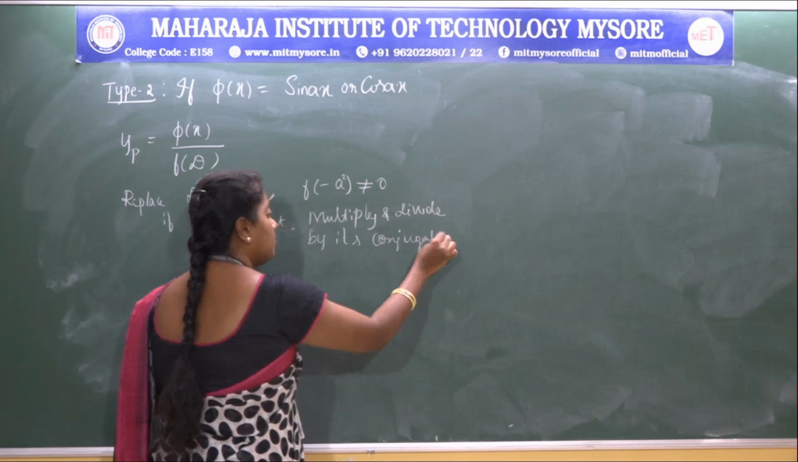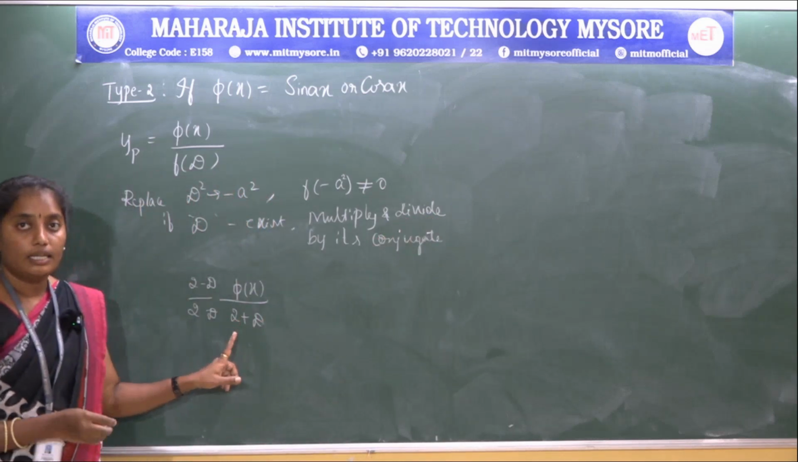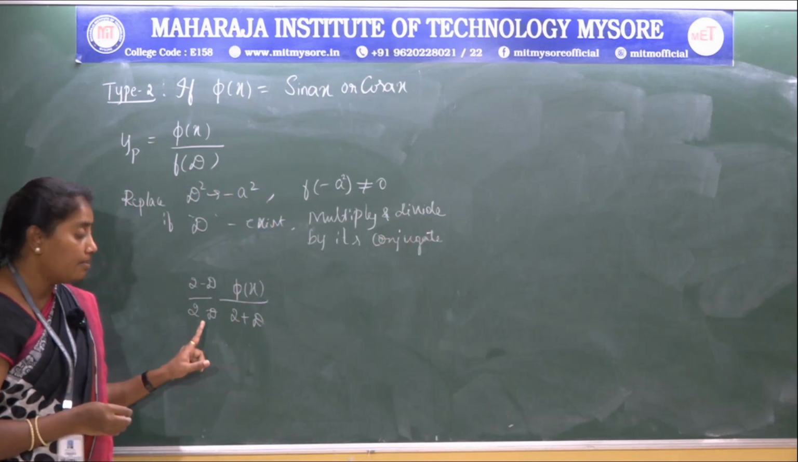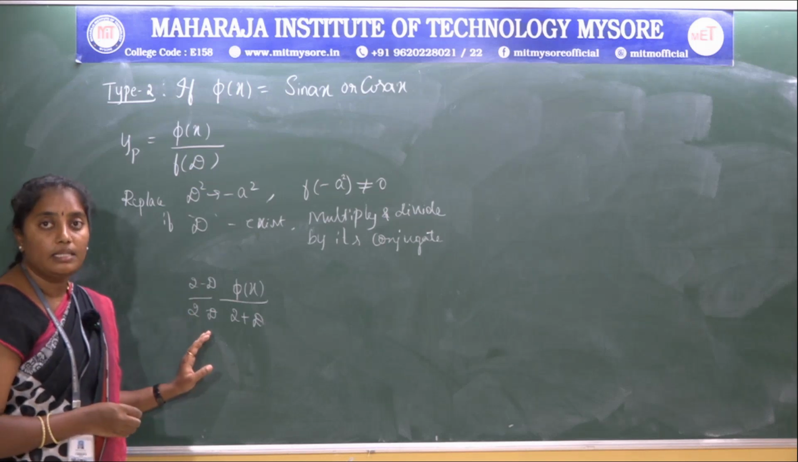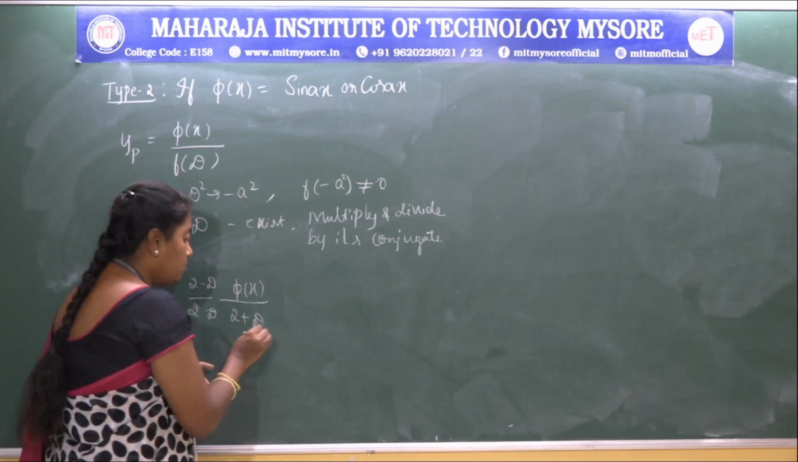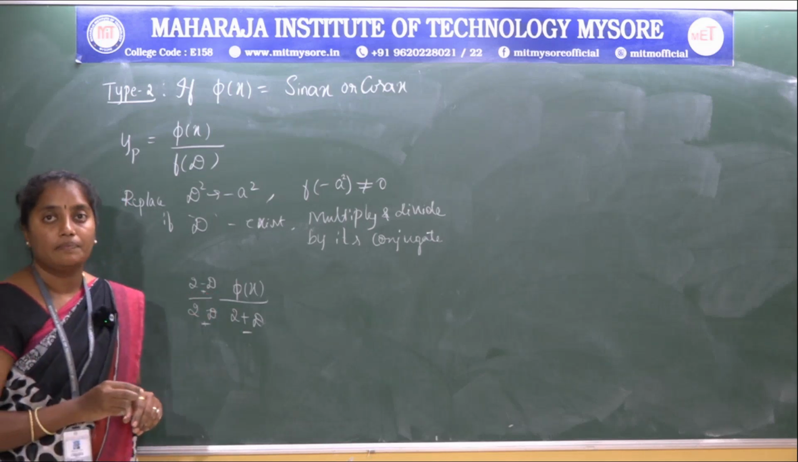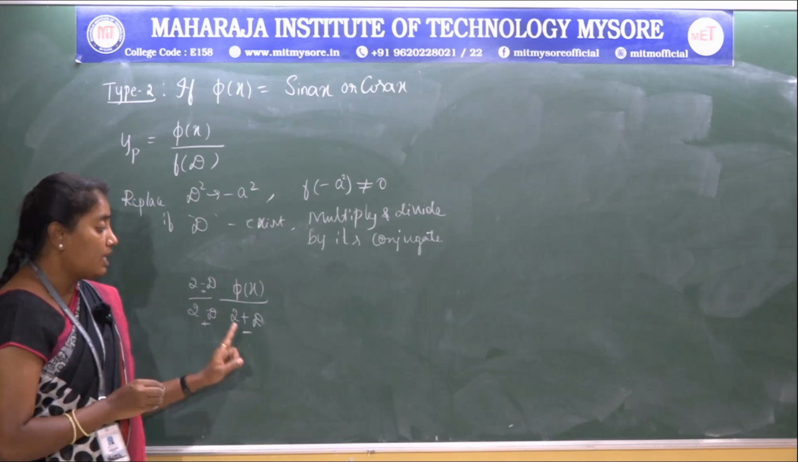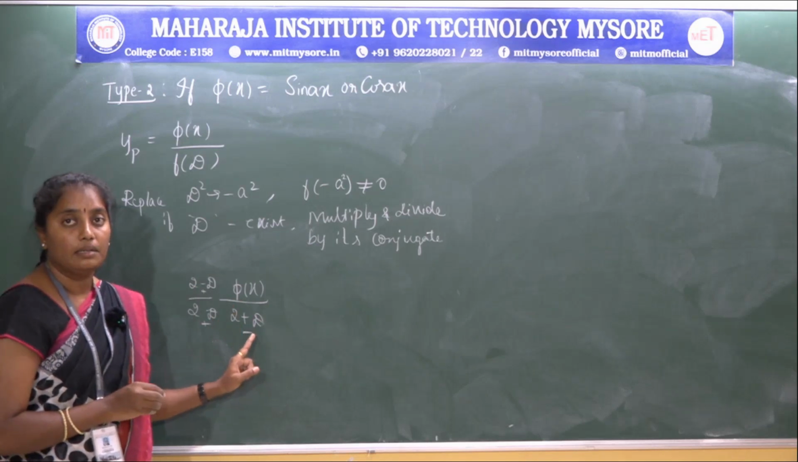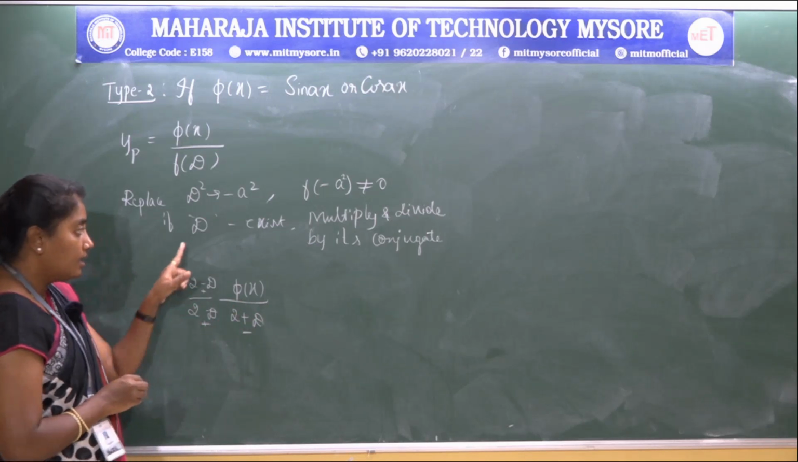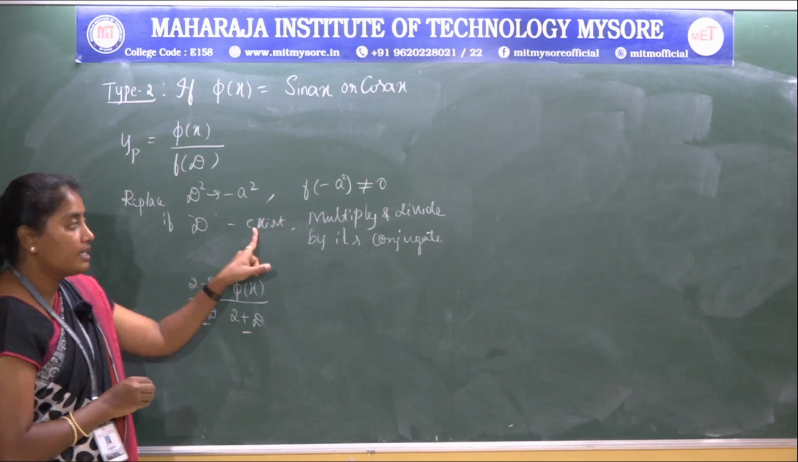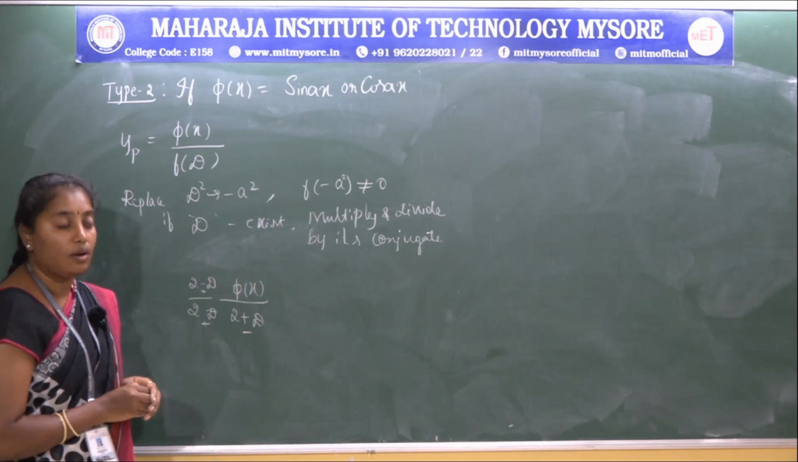Multiply and divide by its conjugate. That is, if it is 2 plus d, then multiply and divide by 2 minus d. If it is 2 minus d, then multiply and divide by 2 plus d. Conjugate means change the sign of the d element. If the d term exists, then multiply and divide by its conjugate.